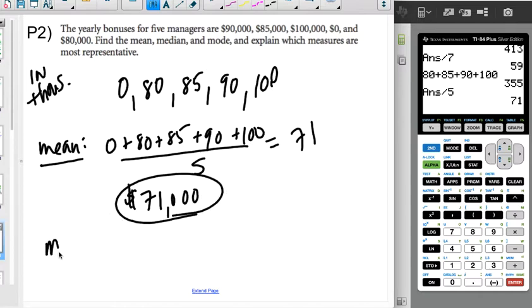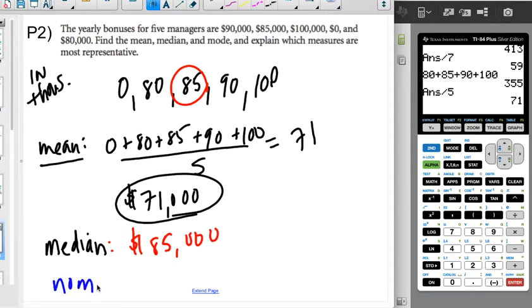The median, my bad. The median's the middle number, so the median's going to be the 85, so that's 85,000, right? And then there is no mode because they all occur the same number of times. So that's definitely out of the running for being the best representation. The argument would be that the best representation of the bonuses in general is probably the 85.